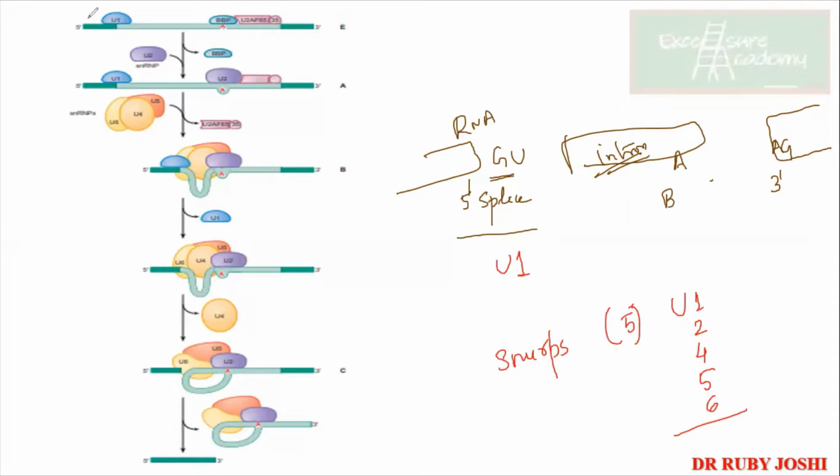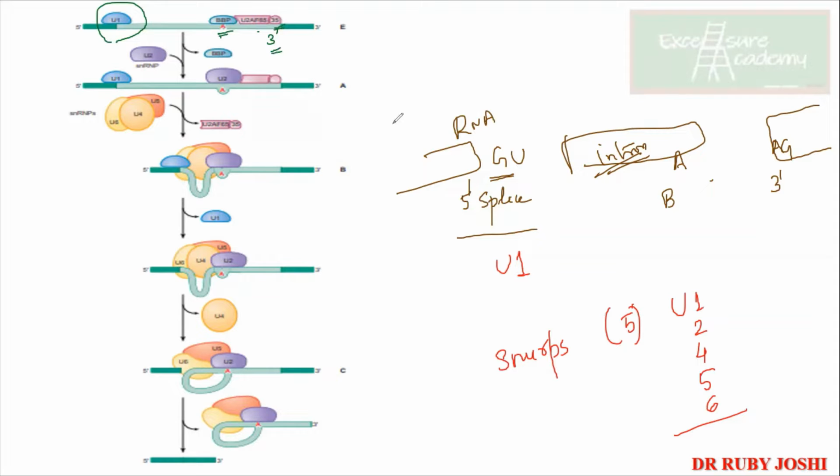Now, at the 5' splice site, U1 comes and interacts. At the branch site, BBP comes. So what is BBP? It is your branch site or branch point binding protein. And to the 3' site, U2AF 65 and 35 comes. 65 is the larger subunit which interacts with the branch site, and 35 is the smaller subunit which interacts with the 3' splice site.